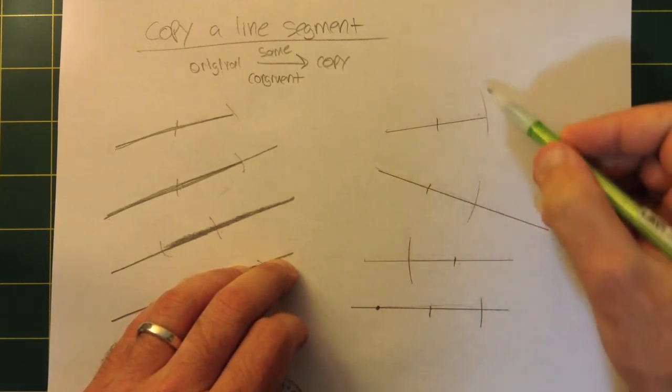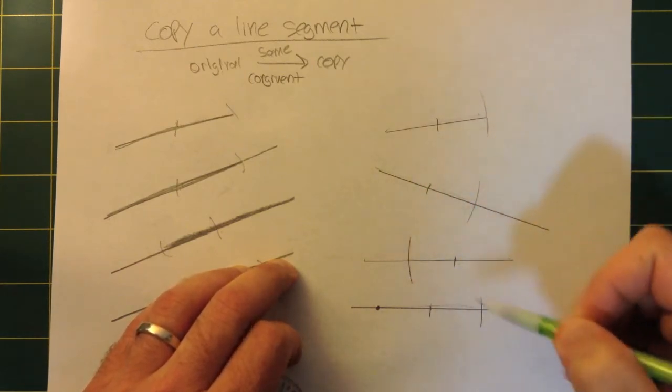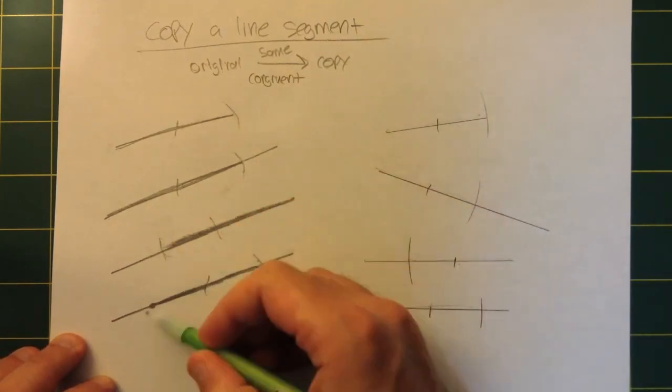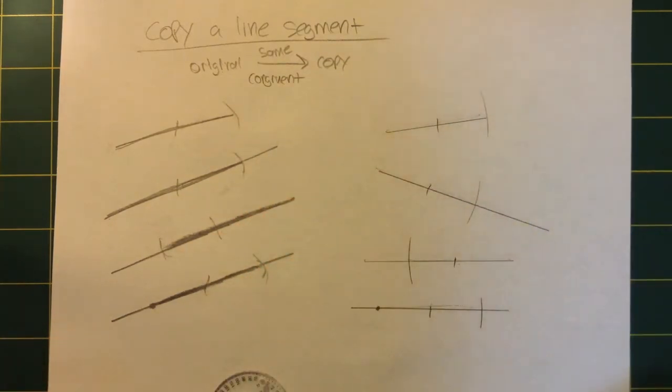And when you've done a construction, you should leave these marks on here, because these marks, this arc, this arc, this arc, this arc, this point you've highlighted, this is how you communicate to someone that you actually did the construction and you didn't just sketch something freehand that's close but not perfect.